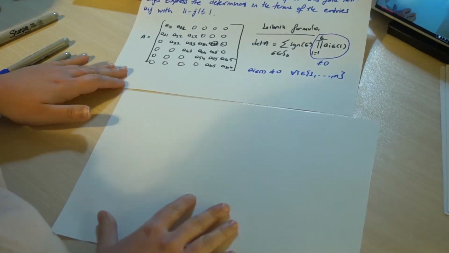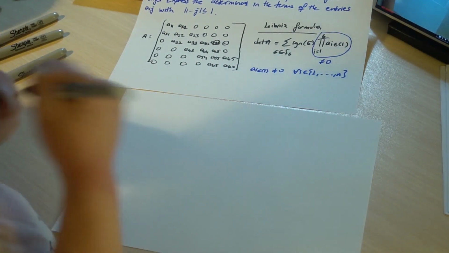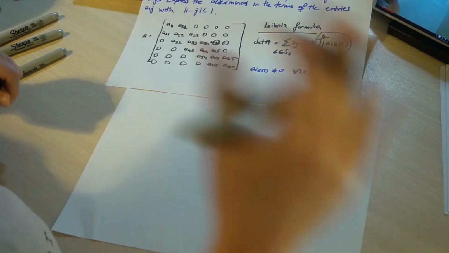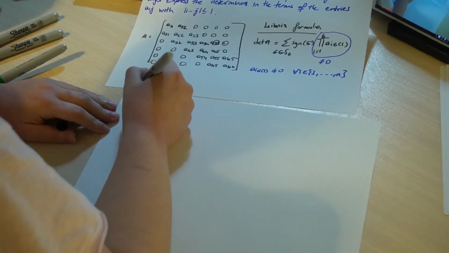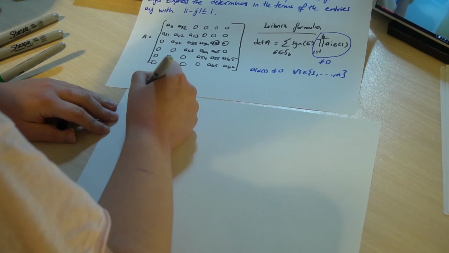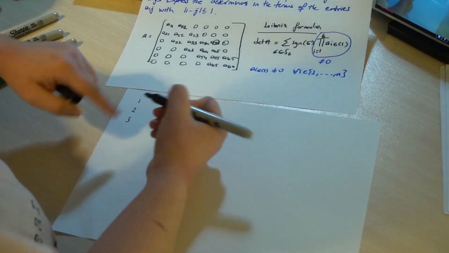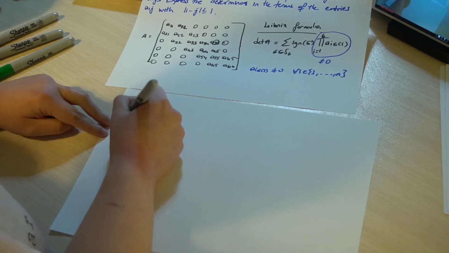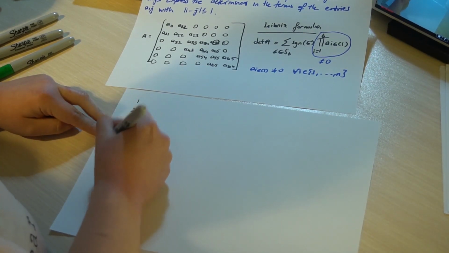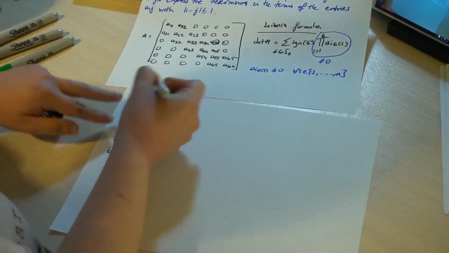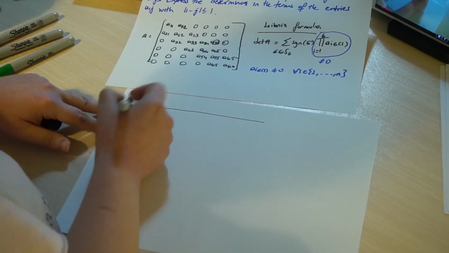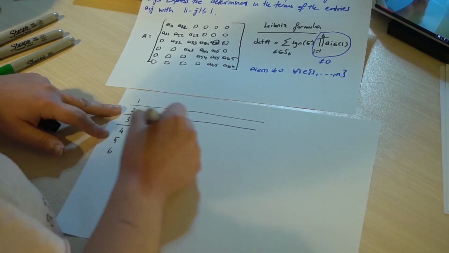I want to make a table. If you don't want to listen to this part, you can go to the end. Now we have, let's make a table where 1 will go, where 2 will go, 3 will go, 4 will go, 5 will go, and 6 will go.